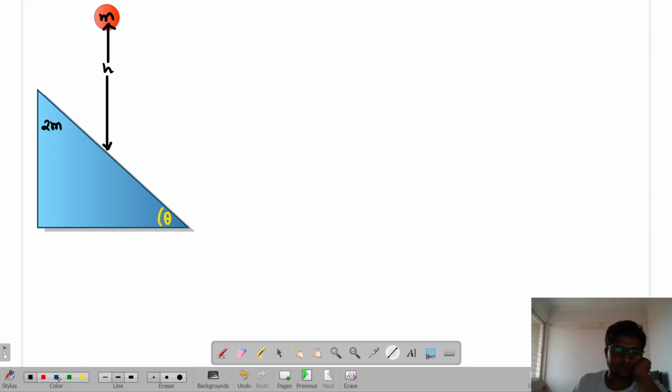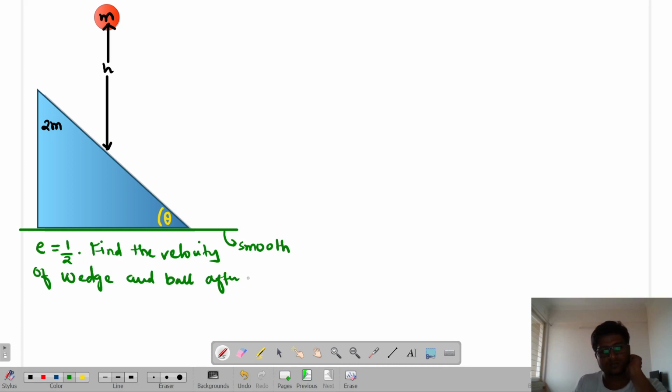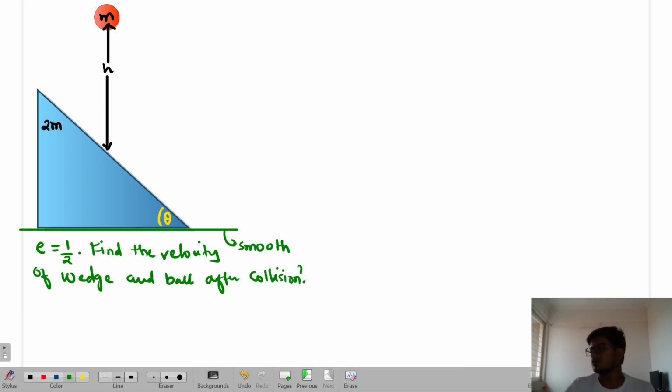If this triangular lamina is kept on a smooth ground, and the coefficient of restitution between ball and wedge is E equal to 1 by 2, then find the velocity of wedge and ball after collision. Do it. Try to do it for one minute.